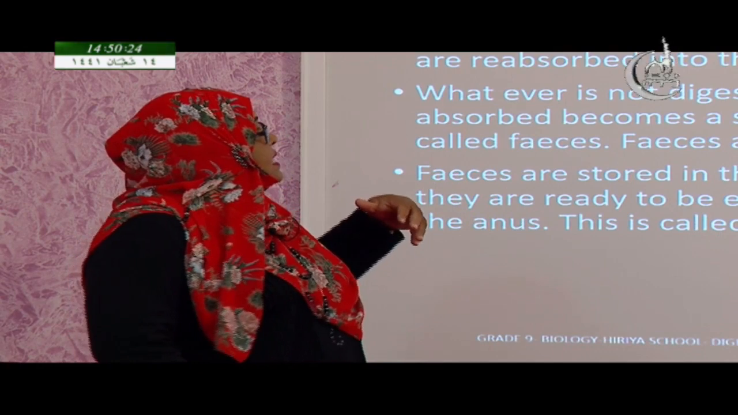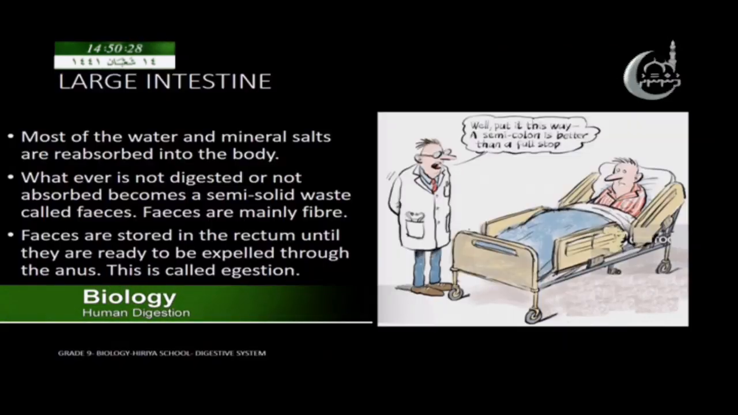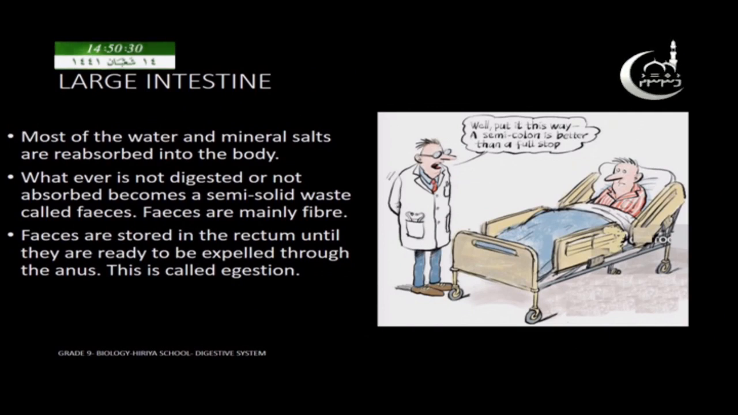So, the remaining undigested food will pass into the first part of the large intestine, which we call the colon. The colon absorbs some of the water and mineral salts. The remaining food will be passed into the rectum, where it stays temporarily, and then finally it is expelled through the anus. According to the meme also, they say, put this way, a semicolon is better than a full stop, because if we cannot pass feces, we cannot stay alive.